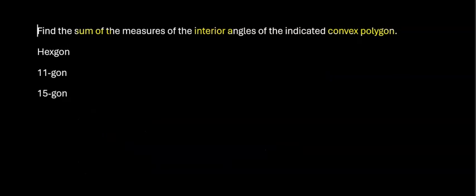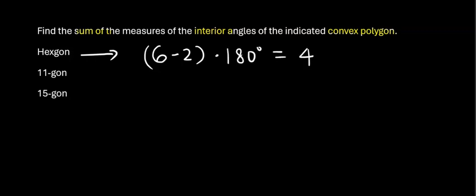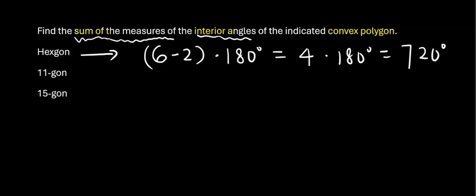Now, we can use this rule. Hexagon. Hex is 6, so 6 minus 2, and then we're going to times 180. That is 4 times 180. That gives us 720 degrees for the sum of the measures of interior angles of this convex polygon.